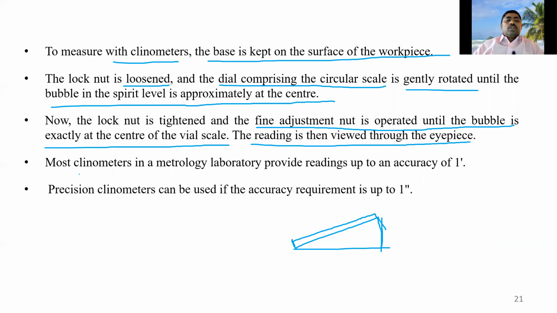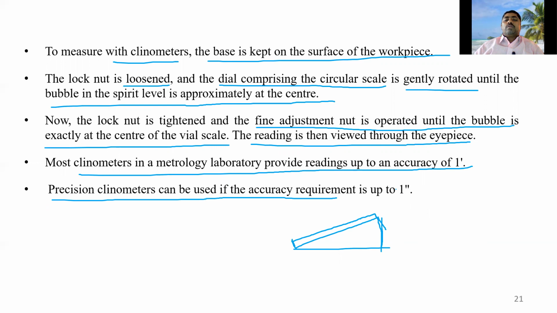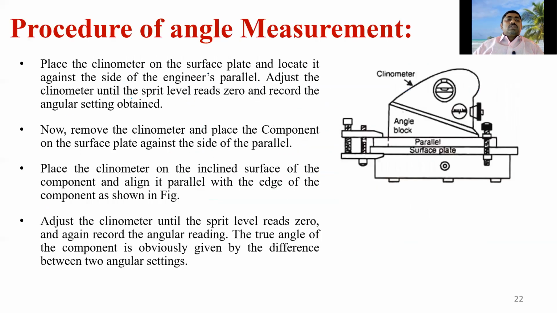Most clinometers in a metrology laboratory provide readings up to an accuracy of 1 minute, and precision clinometers can be used if the accuracy requirement is up to 1 second. So this is the procedure of angle measurement.